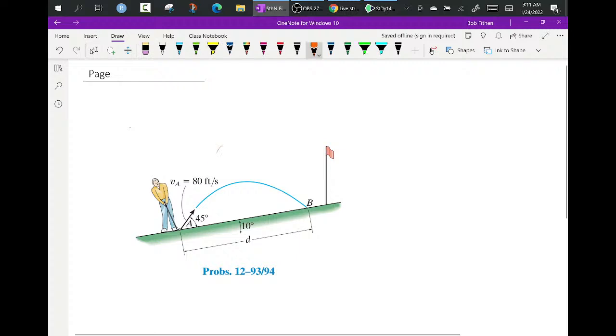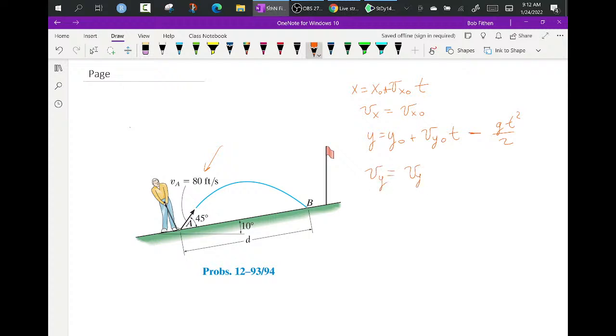So it leaves at 80 feet per second. So again, x is equal to vx naught times time. Vx is equal to vx naught. Y is equal to y naught plus vy naught times time minus gt squared over 2. And then vy is equal to vy naught minus g times t. So there's our set of equations.